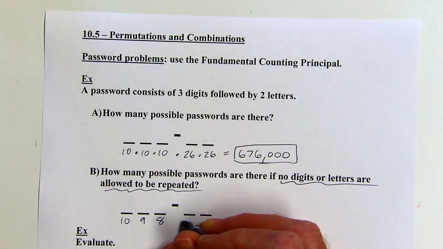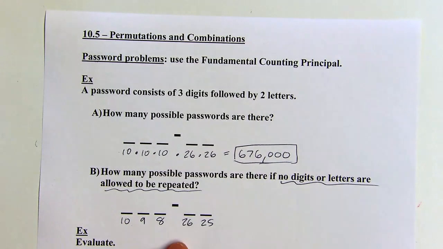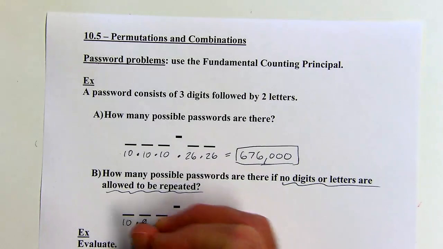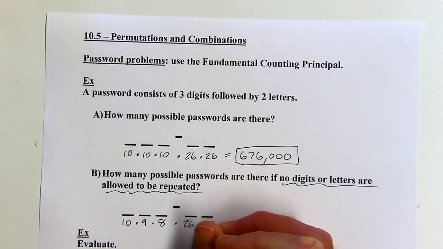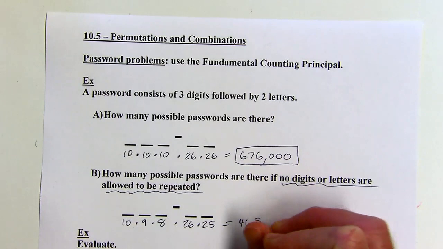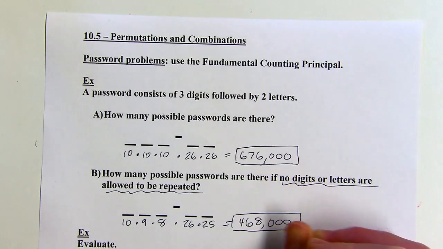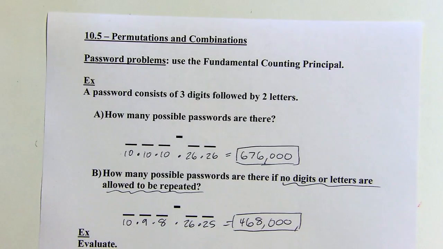If we use the letter Z first, well, then we've only got 25 letters to choose from on that second slot. And then I multiply all these up. So there's going to be fewer passwords available if you can't have repeats, but still a whole lot. It's still 468,000 combinations there. Okay, or I should really say permutations.